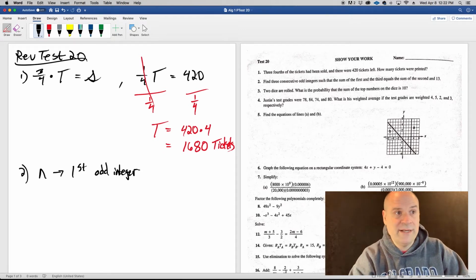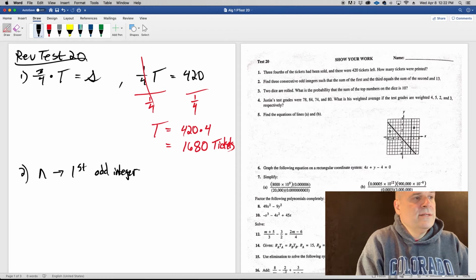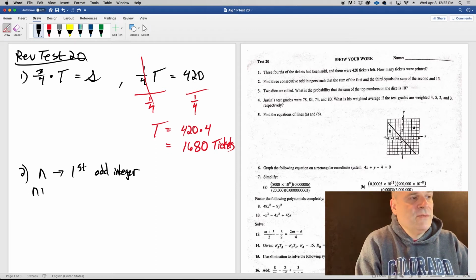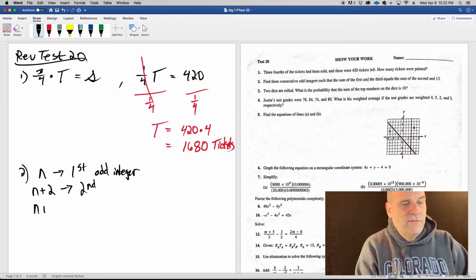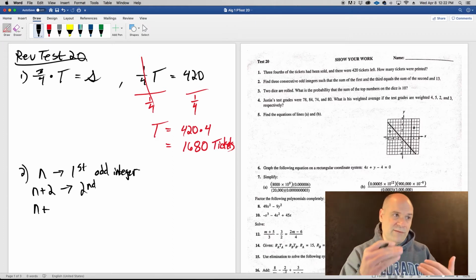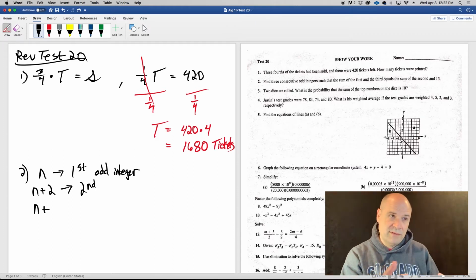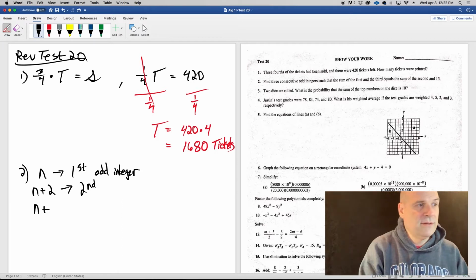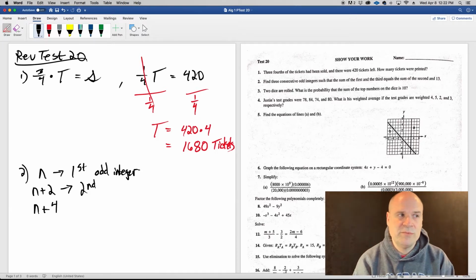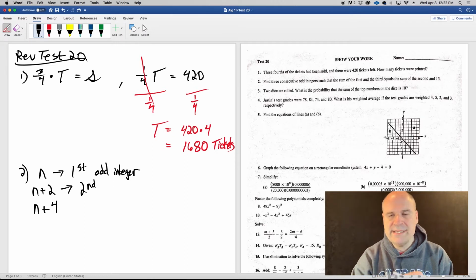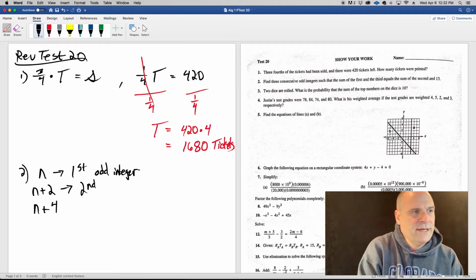You have to add 2. How do you get from 5 to 7? You have to add 2. So the second odd integer is going to be whatever n is plus 2. So this is the second. And then how do you say the third? Well, if there's 3, like 3, 5, and 7, how do you get from n, the first one, to the third one? You have to add 4. So this works with even integers too. A very common mistake would be to say n plus 1, n plus 3. No, it's still only 2 between each odd integer. Okay, so this is our third.